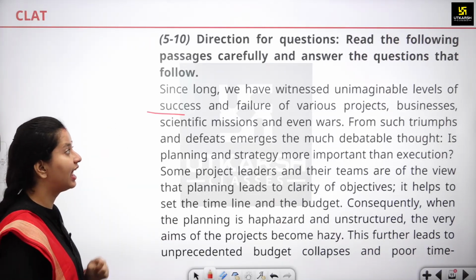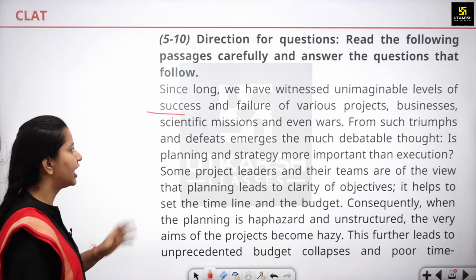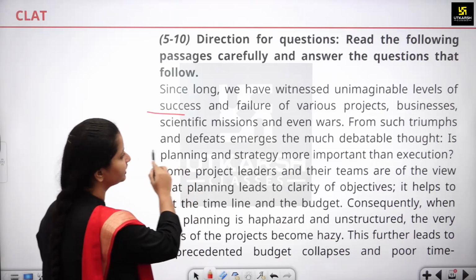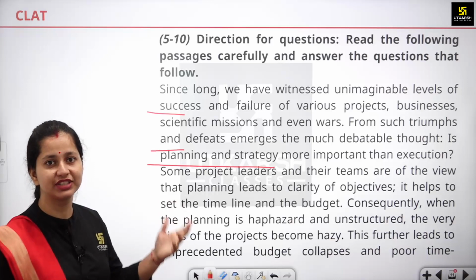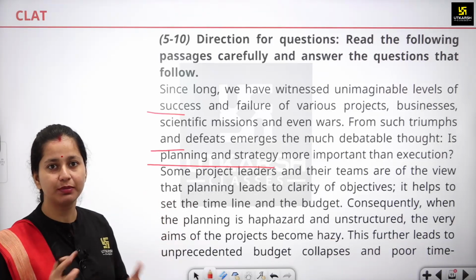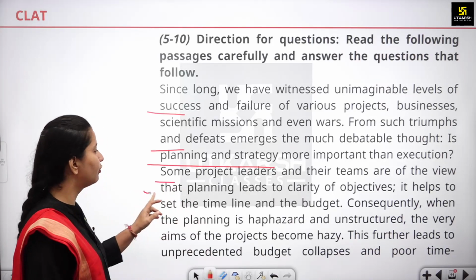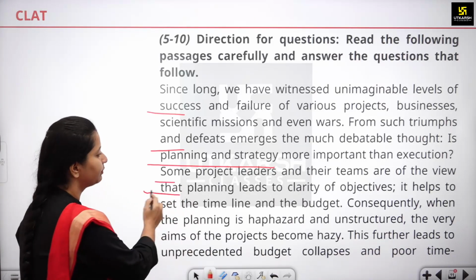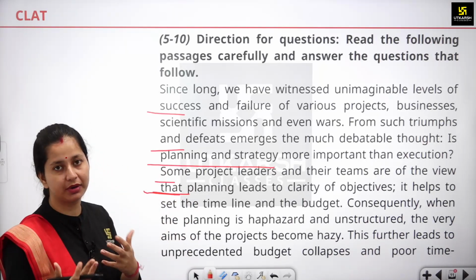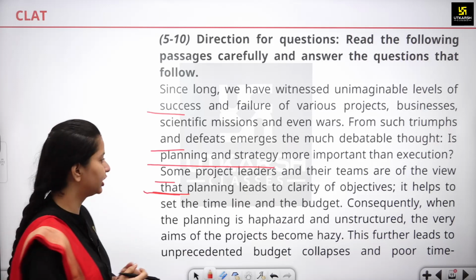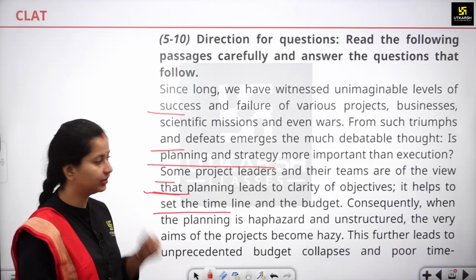Success and failure of various projects, businesses, scientific missions and even wars. From such triumphs and defeats emerges the much debatable thought, is planning and strategy more important than execution? Look what I have said, it is just discussing about planning, strategy and execution. Now some project leaders and their team are of the view that planning leads to clarity of objectives. It helps to set the timeline, the deadline, the budget.